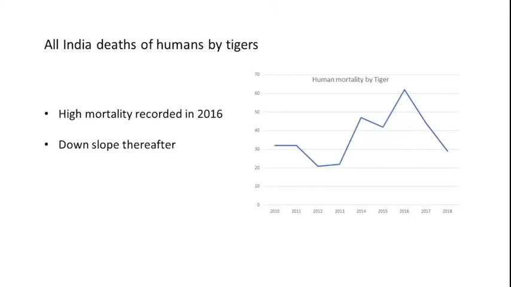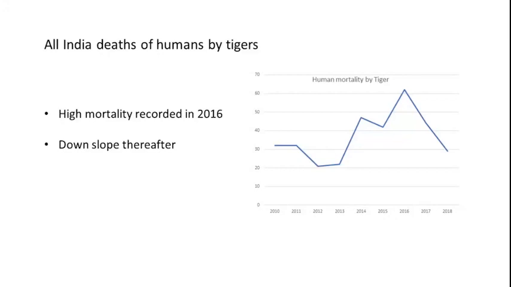So as you say, for some reason, in 2016 the human mortality peaked for tigers, and that was 16 a year, which is very high. But you see, the increase is inevitable because our tiger numbers are also growing. Protection measures are becoming better, and therefore it's bound to happen.